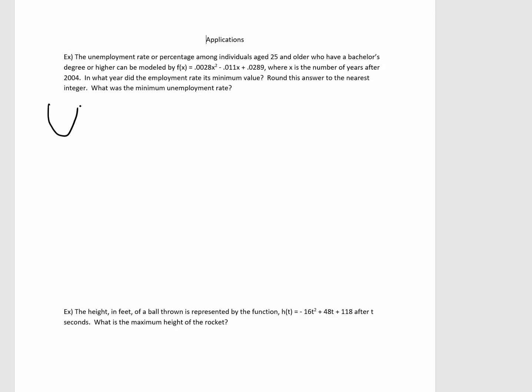Well, where do you find the minimum? Well, you find the minimum at the vertex. So we must be able to determine what the vertex for this quadratic function is going to be. But before we do that, we must figure out what the equation of the axis of symmetry is going to be. So remember, that's x equal to negative b over 2a.